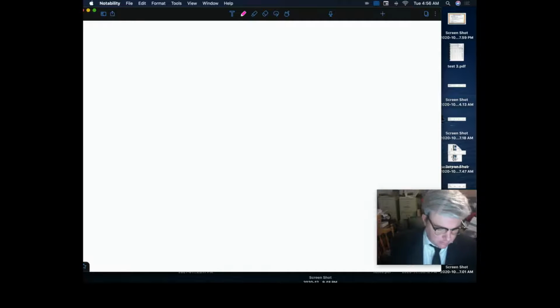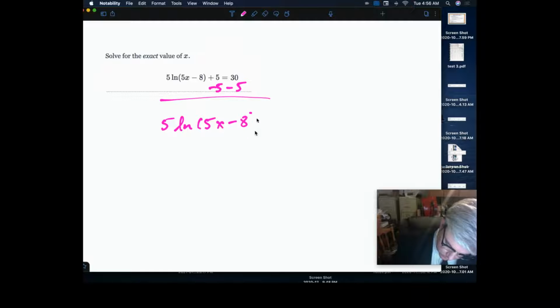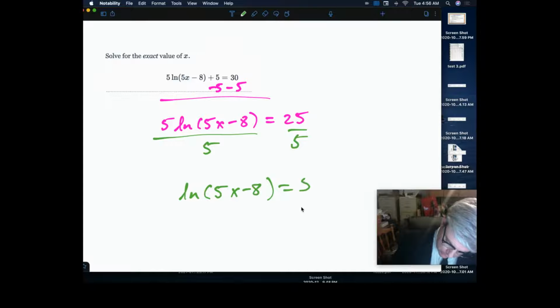Well, let's do the next one. Okay, so here it's almost like a regular equation. Instead of trying to get x by itself, you're trying to get the natural log by itself. So if I subtract 5, then I'm going to divide through by 5, and we're going to get the natural log of 5x minus 8 equals 5.